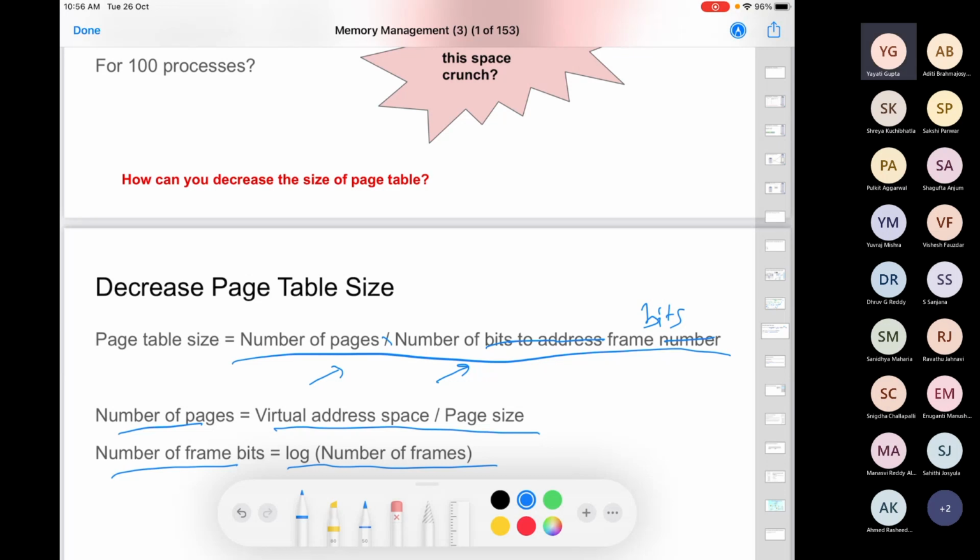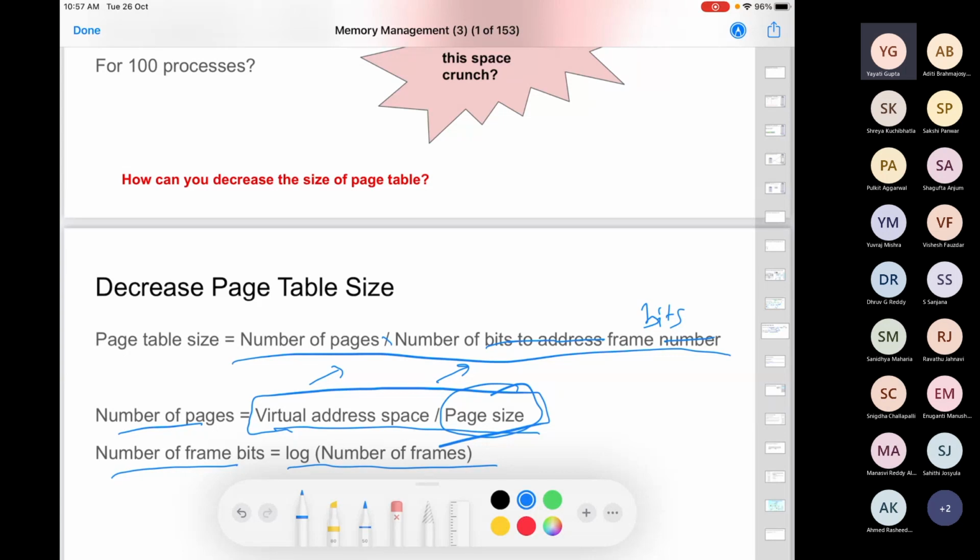So how do you decrease the number of pages? Given this formula, you can decrease it by either decreasing the numerator or increasing the denominator, right? What can you do? Can you decrease the numerator or can you increase the denominator? We can increase the denominator, right? So if we increase the page size, we'll have lesser pages, and it's obvious also, right? We are dividing a particular process in pages. You increase the page size, you will have lesser pages. So we can do that.